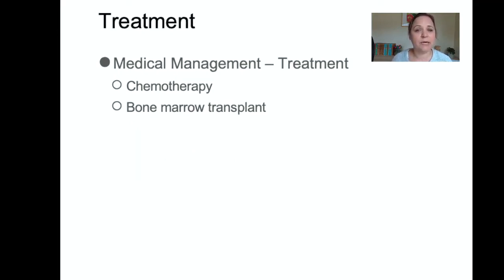Treatment for leukemia can include chemotherapy as well as bone marrow transplants to replace the poorly functioning cells in the bone marrow with healthy cells that are going to be fully functioning and grow into healthy, fully mature cells.